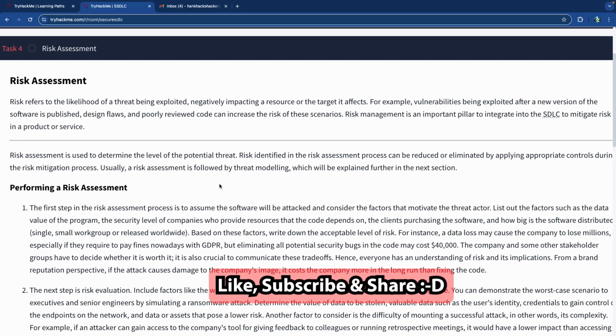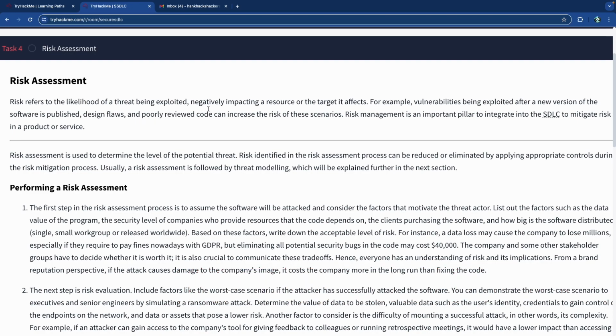All right, a risk assessment answers a really big and important question. It's what's the likelihood of a threat being exploited? What's the likelihood of the impact and the possibility, and how much could it actually affect that resource or the target that is going to be attacked? So you're assessing the risk that's available.